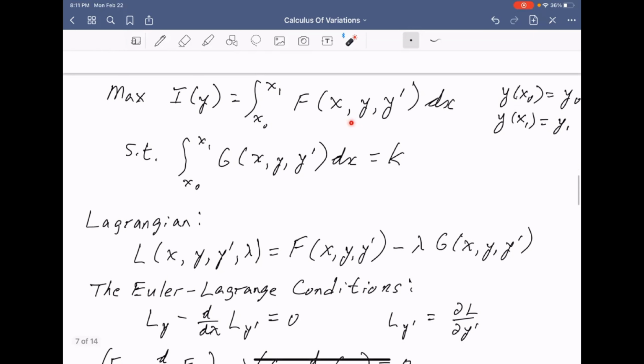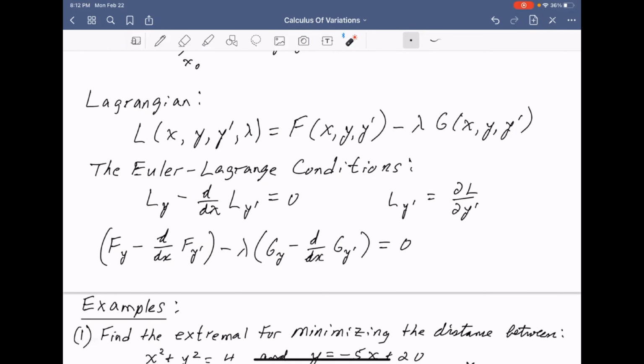So it's just this component of that integral function minus lambda, the Lagrange multiplier, times g of x, y, y prime. Later we'll write this as k minus g, but the k tends to drop out. So in that case, we would have plus lambda times k minus g.